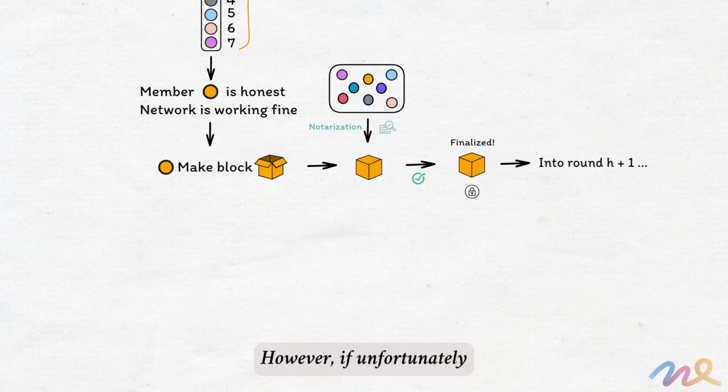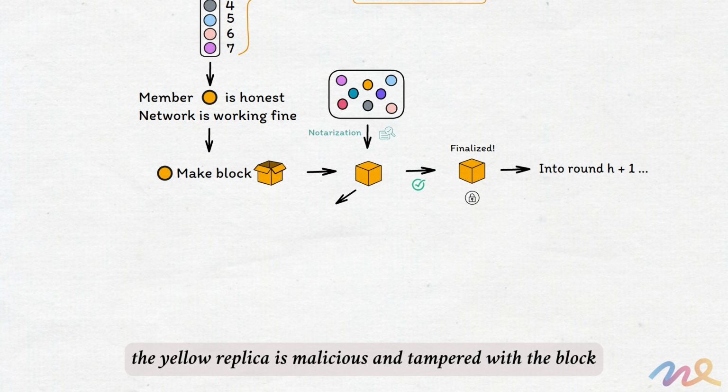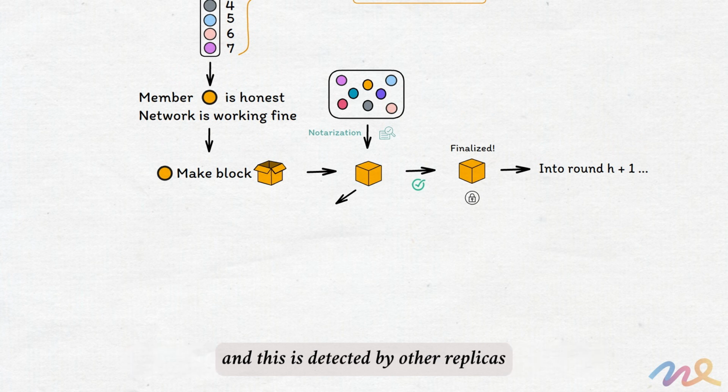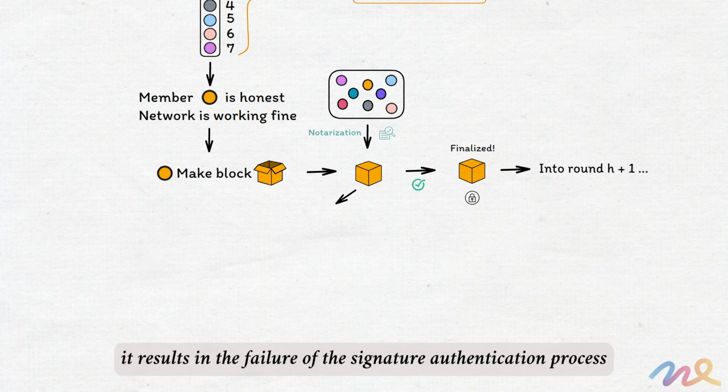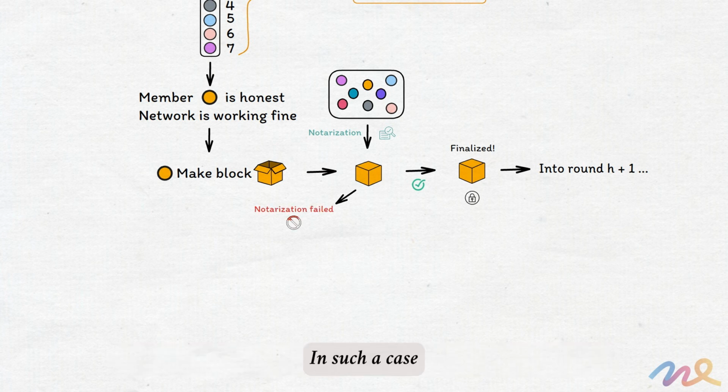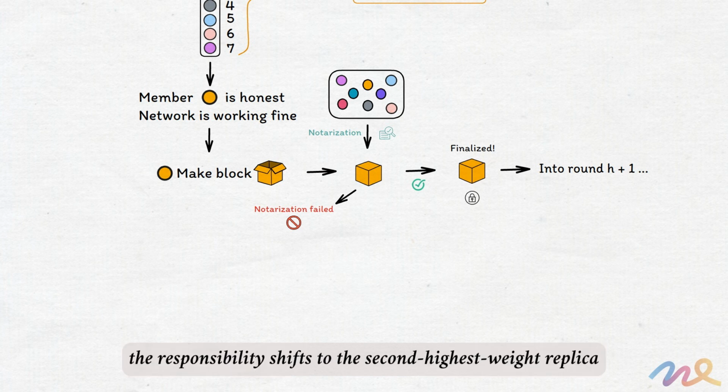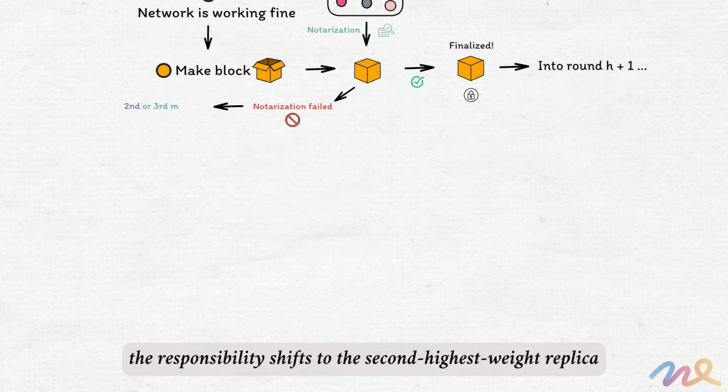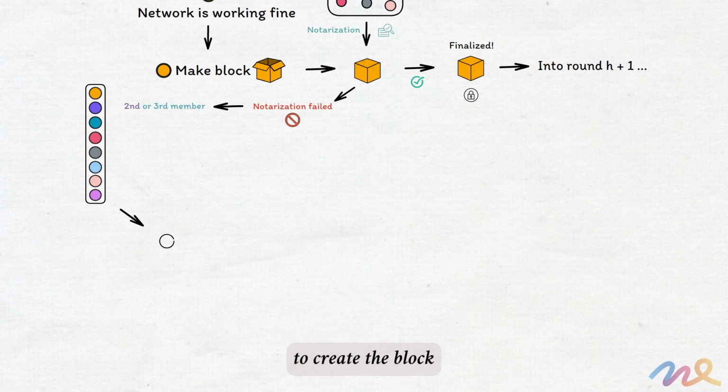However, if unfortunately the yellow replica is malicious and tampered with the block, and this is detected by other replicas, it results in the failure of the signature authentication process. In such a case, the responsibility shifts to the second highest weight replica, the purple replica, to create the block.